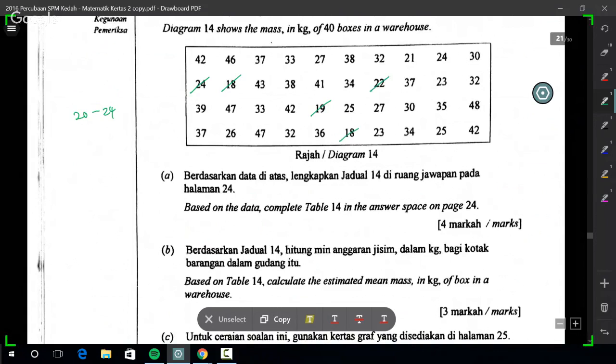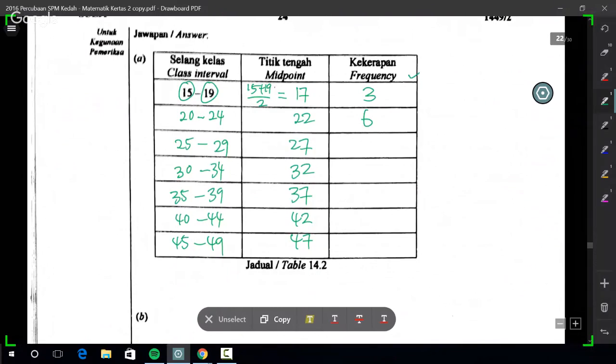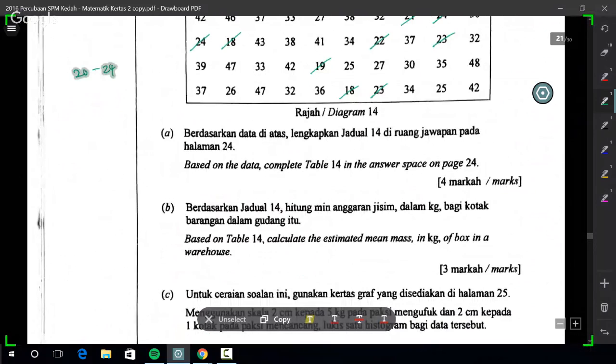1, 2, 3, 4, 5, 6. Yeah, we have 6. Okay, 25 to 29. So I write 25 to 29 here.